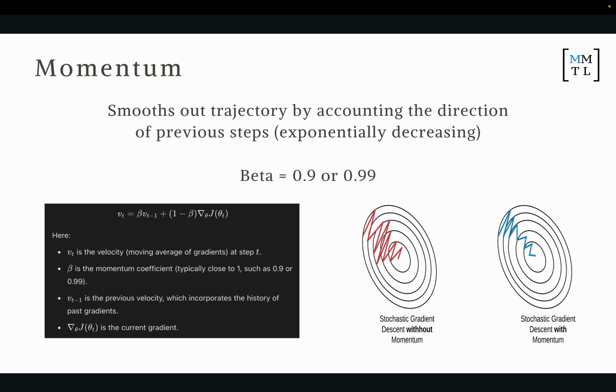Yeah, what exactly does it mean? So I think the momentum coefficient is how much you're considering momentum, right? How much of a factor it actually plays in walking downhill. And so 0.9 or 0.99 means that you consider momentum quite a lot, okay?